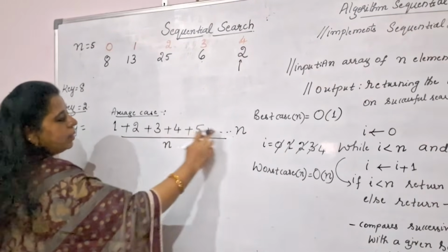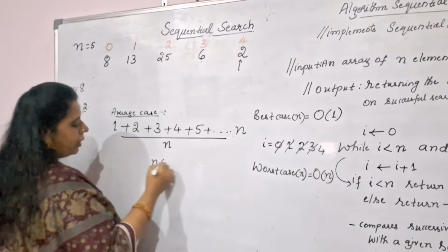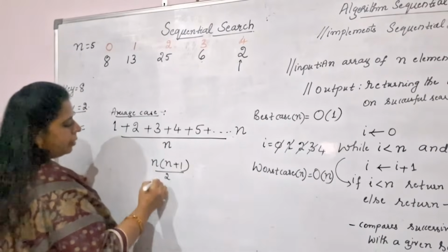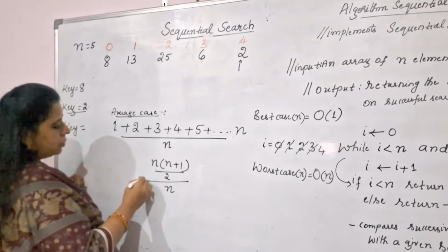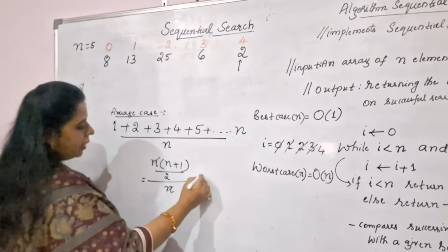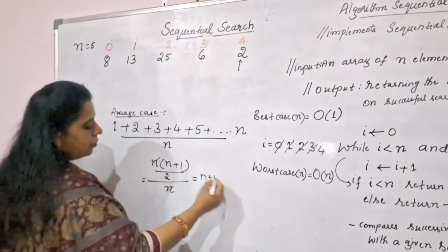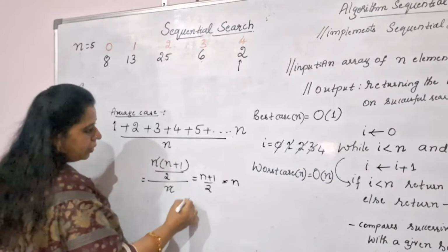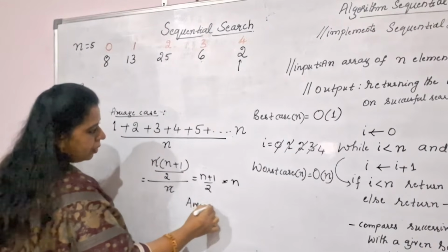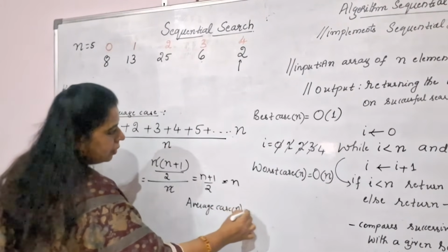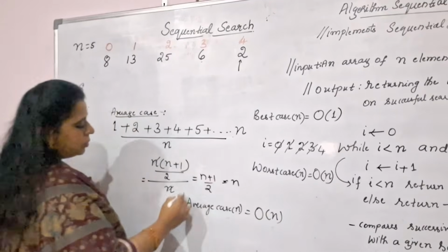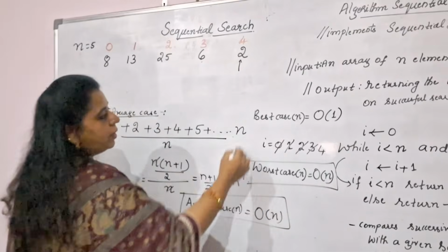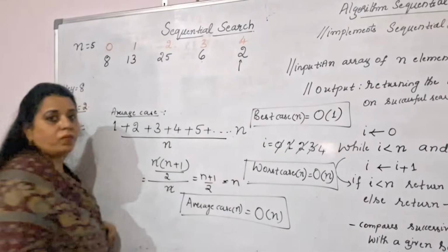So 1 plus 2 plus 3 plus 4 up till n. In mathematical formula, you can write n into n plus 1 divided by 2, divided by n. Fine. So this n gets cancelled. You will have n plus 1 divided by 2, which after removing constants you can approximate to n. So here you can write down the average case time complexity is big O of n. So what have you observed? Average case is big O of n, worst case is big O of n, and the best case is big O of 1.